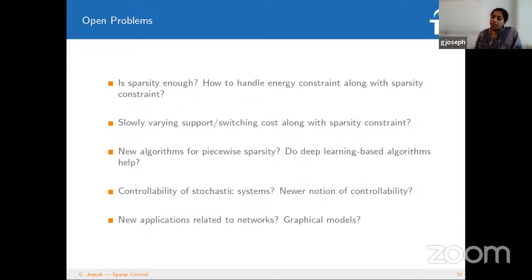Another question is, we considered two cases. One is where the support is fixed, another is where the support is time varying. But these are the two extreme cases. So can we do something in between? Can we consider a case where the support is changing, but the changes are not drastic?